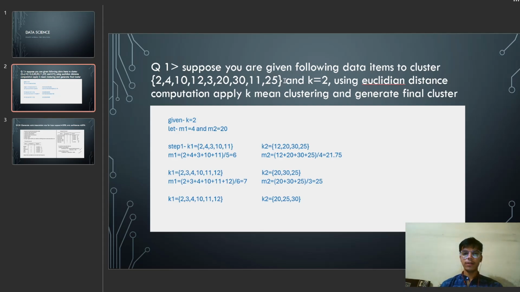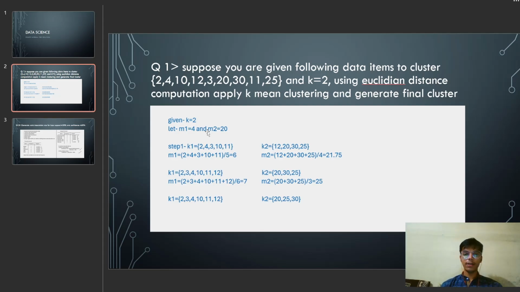So here we have given a cluster which is 2, 4, 10, 12, 3, 20, 30, 11, 25, and now we have to generate the final cluster for k equal to 2. Here k equal to 2 simply indicates that we will have two centroids. So here M1 and M2 denote the centroids of cluster 1 and cluster 2, which are denoted as K1 for cluster 1 and K2 for cluster 2.